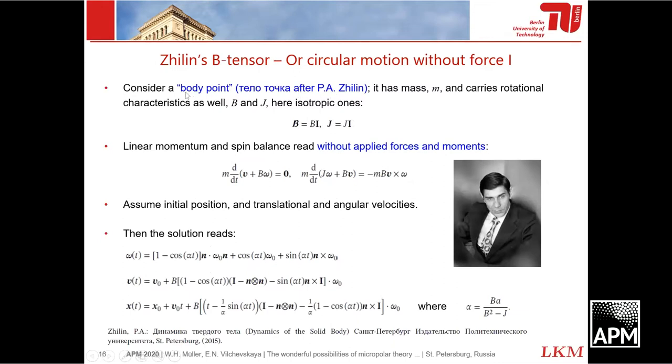So he's considering what he calls a body point. A Tyelo Tochka. What is that? We know mass points. Mass points have a mass. Now these body points, they have not only mass, they also carry rotational characteristics. They carry V's and J's, micro inertia, isotropic ones for simplicity.